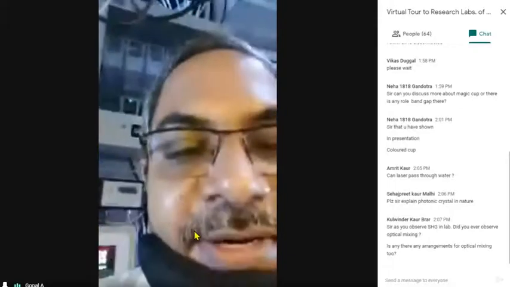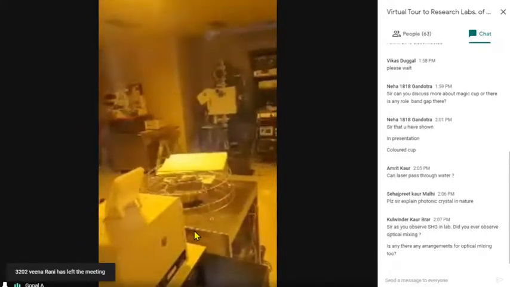Okay, so this is our clean room. This is a class 1000 clean room. The class of the clean room is defined by the number of dust particles which are inside the room. So, it is like not more than 1000 particles of size 0.5 micron or bigger.